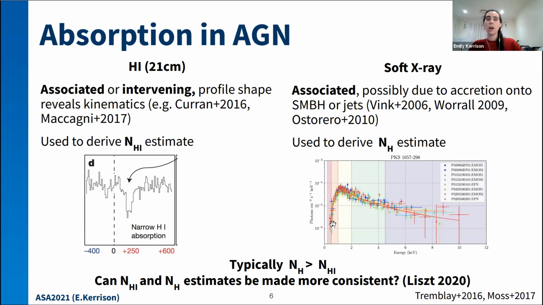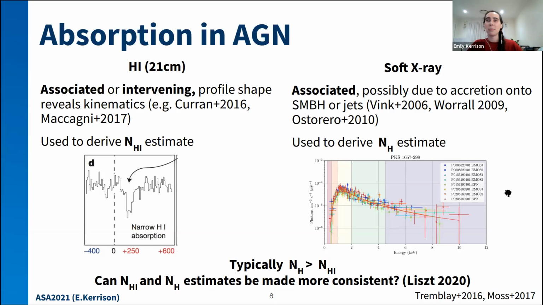absorbed objects, where we get much lower fluxes in this soft X-ray regime down here in this figure on the right. From this kind of absorption, we can derive an estimate of the total hydrogen column density along the line of sight. Now, perhaps naively, you'd expect the total hydrogen column density to be greater than that of neutral hydrogen along any given line of sight, and that is indeed what we see.